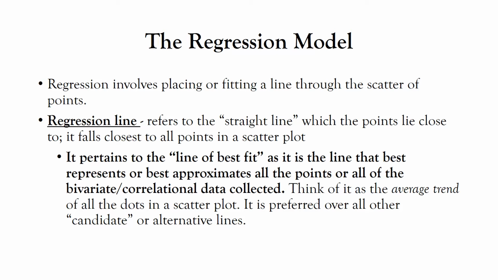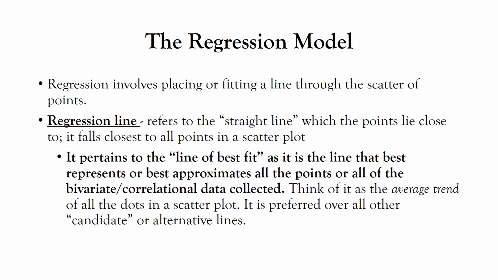Pretty much the goal of regression analysis is to come up with the regression line, which is the straight line which the points of your data lie close to. It falls closest to all the points in your scatter plot. And we need this because it pertains to the line of best fit. It is the line that will help us make the most accurate predictions of your dependent variable. It is a line that best represents or best approximates all the bivariate or correlational data collected.